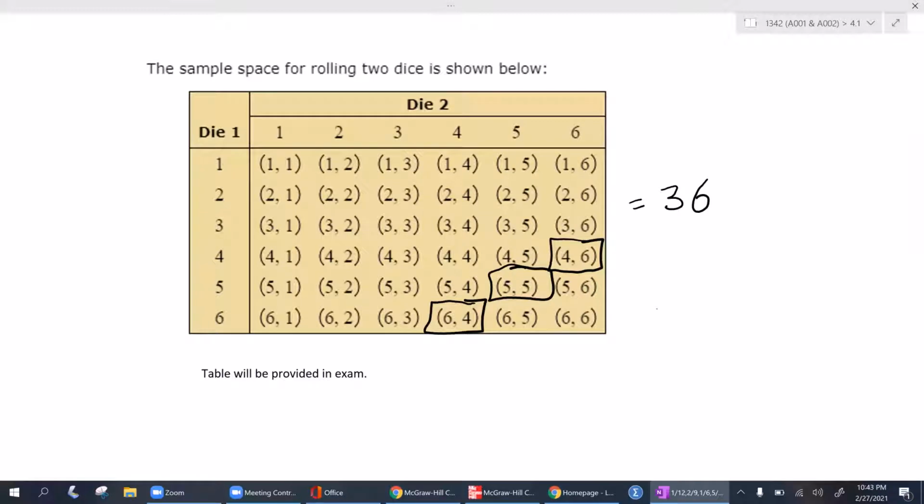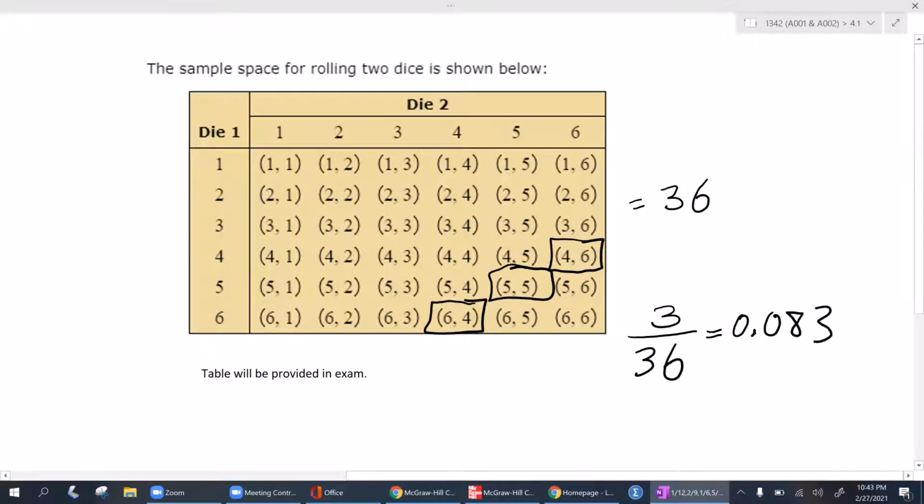So that means the probability of rolling the dice and getting a sum of 10 is going to be a total of 3 over 36. You want to know what this is in decimal form. This here is 0.083.